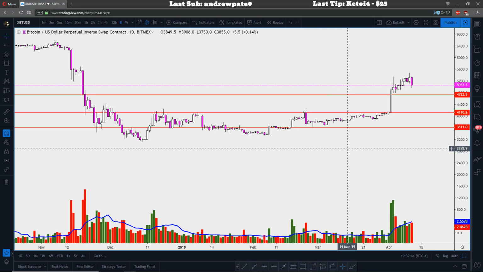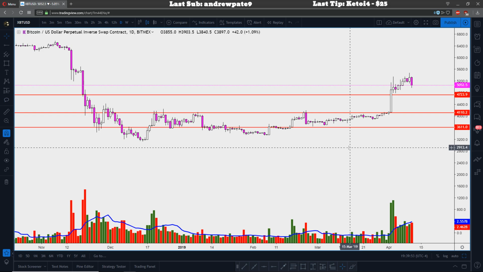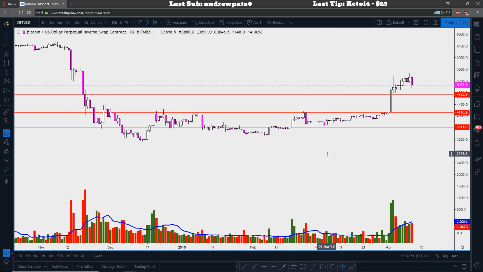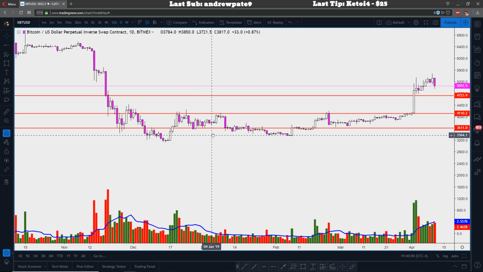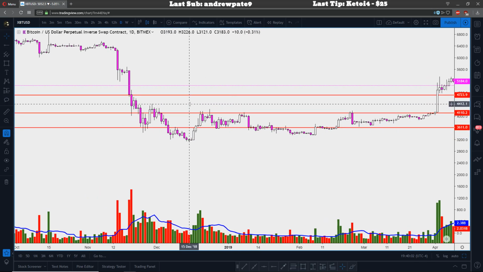But once again, these levels are so old and they've been sliced through multiple times, I probably would not still be using these levels. Unless I was trading on like a weekly or something like that. I would be looking for more local levels. Which you basically see the same thing.